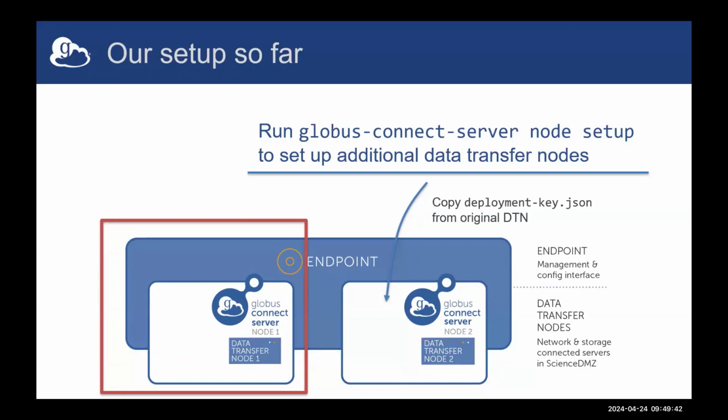Adding another node would literally amount to copying that file to the new node and running the node setup command again. The node would talk to the Globus service, see, oh, this is the deployment key JSON, it corresponds to this endpoint, I'm going to become a part of this endpoint. And lo and behold, you'll have two DTNs. This is great. You can take nodes in and out of endpoints as needed, so perfect for maintenance, enable, disable, and that's it.